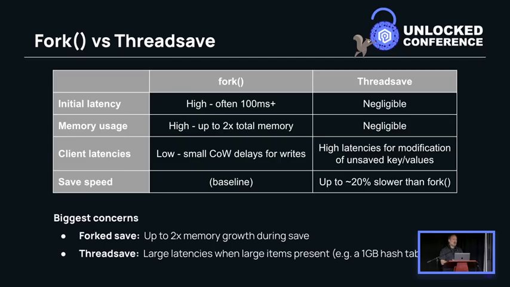So we know about initial latency. With fork, we've got that high initial latency, 100 milliseconds or more. With ThreadSafe, it's negligible. Memory usage, on fork, we could go up to 2 times memory usage. That's a huge problem for most customers. ThreadSafe, no significant memory growth.